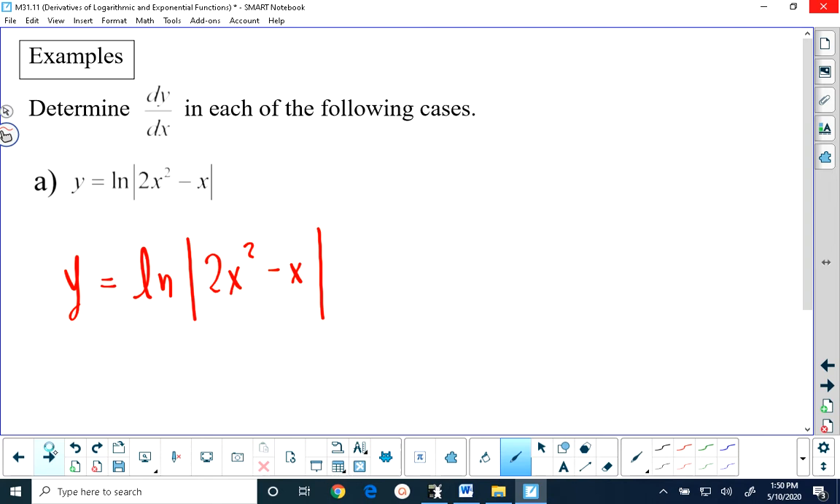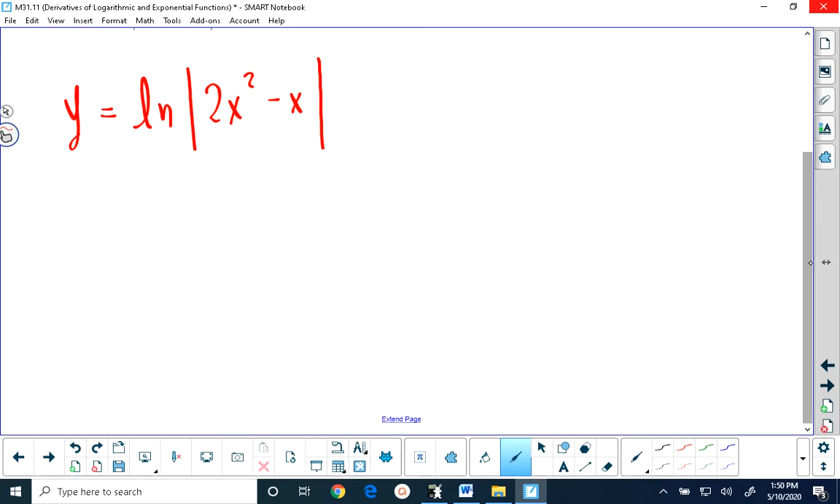Don't worry about the absolute value signs. If they're there, great. If they're not there, it doesn't matter. All right, so what is the derivative of y equals ln of 2x squared minus x?